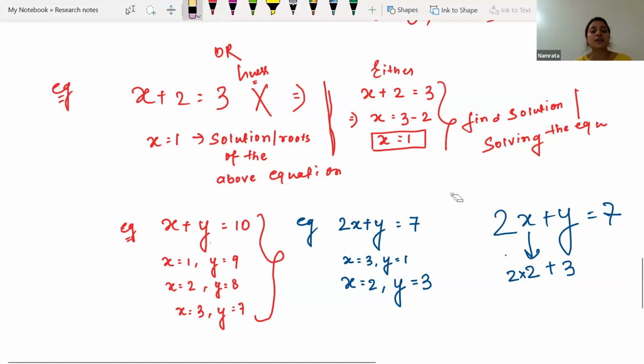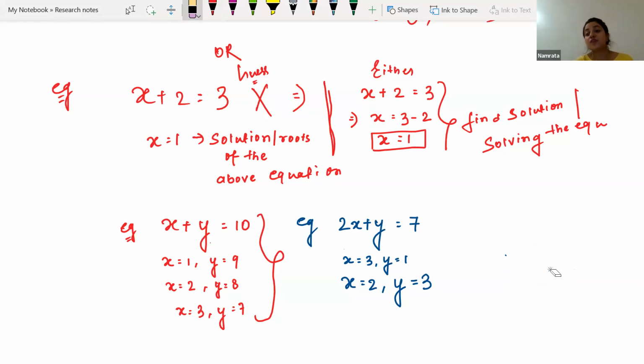Suppose you have a very complicated equation where I am asking you to find 2 solutions, find 3 solutions. That means a random number x and y which will satisfy the equation. How will you find it? Just by thinking, we can find it. But that is a time-taking process. So what is the efficient method?